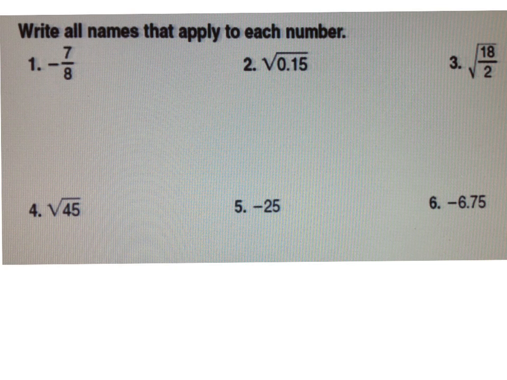Alright, here's another type of problem. Write all names that apply to each number. So is it rational? Is it irrational? Is it a repeating decimal? Okay, is it real? So let's see. Number 1, the negative 7/8. Well, that's a rational number. It's a number that can be written as a fraction. So it's rational, and it's also a real number. Because it's rational, it's also real.